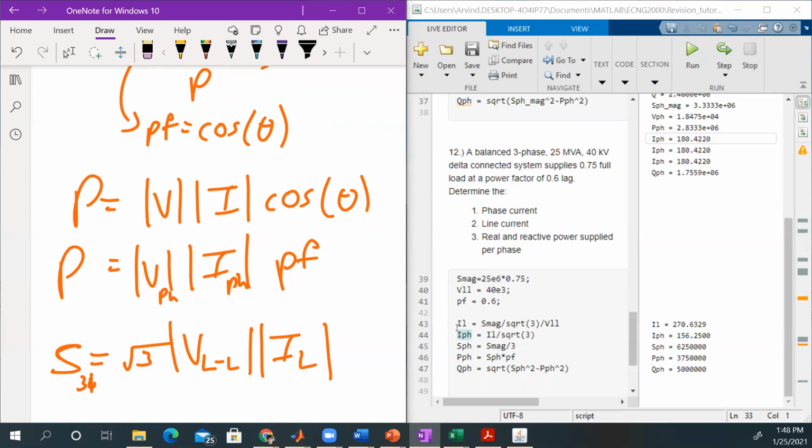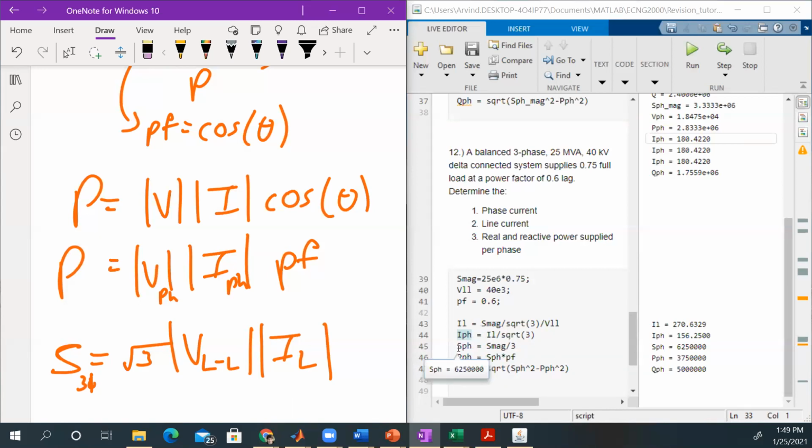So I find here now the line current, and I'm using this one, right? S is equal to root 3 VL IL. So IL is S divided by root 3 divided by the line-to-line voltage. I get 270.6. This is a delta system, so the magnitude of the phase current is 1 on root 3 by the magnitude of the line current. So I just divide by square root of 3.